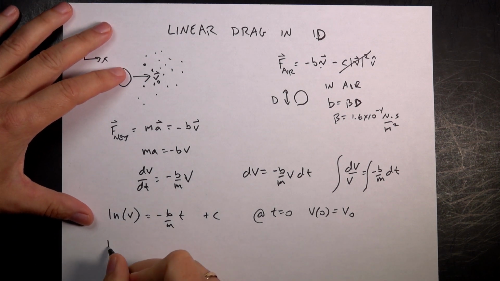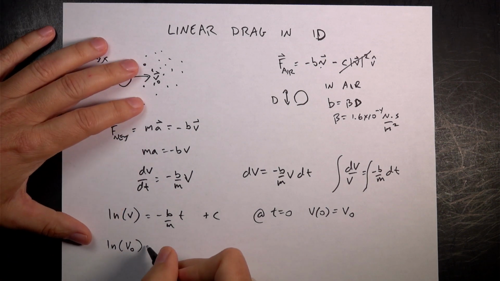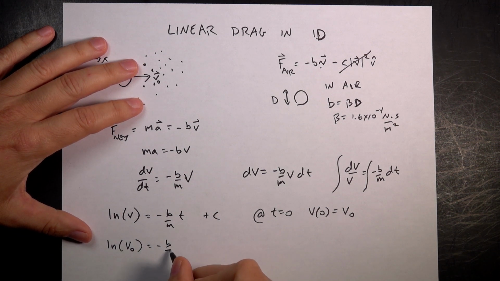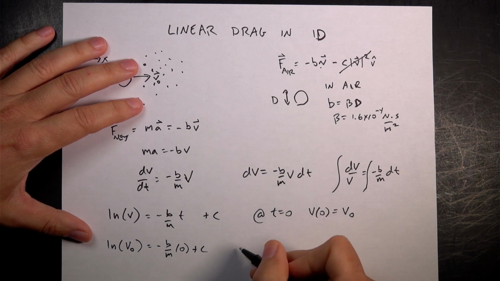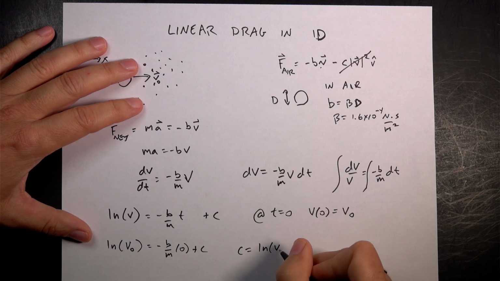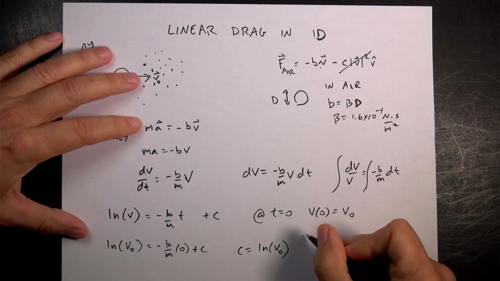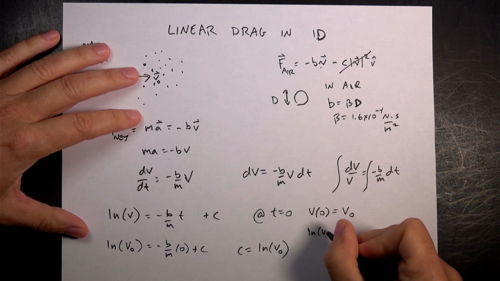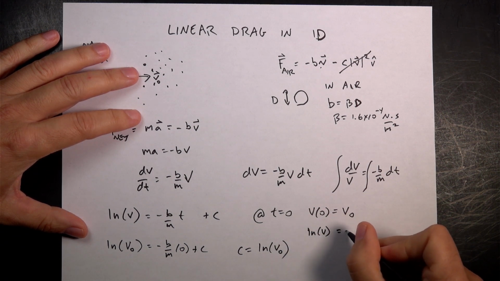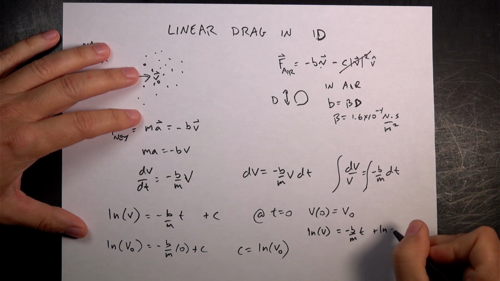So I have the natural log of v, which is, I'm using v0, right? Because that's the velocity at t equals 0. And this is going to be negative b over m times 0 plus c. So that means that c is going to be equal to the natural log of v0. So if I put that in over here, I get the natural log of v equals negative b over m t plus ln of v0.